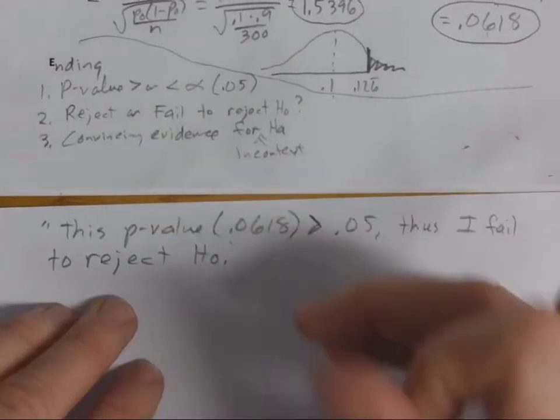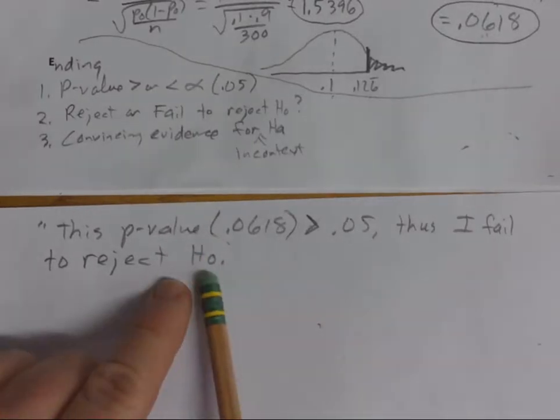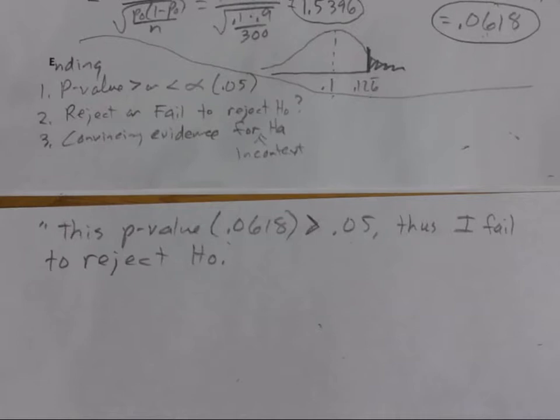Okay, so that is our first. If your p-value is less than 0.05, you reject. If the p-value is greater than 0.05, you fail to reject. Just remember, if the p-value is low, you're going to reject the null. If the p-value is high, you fail to reject it.